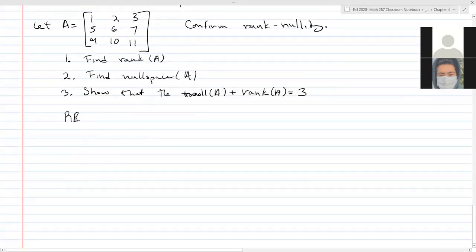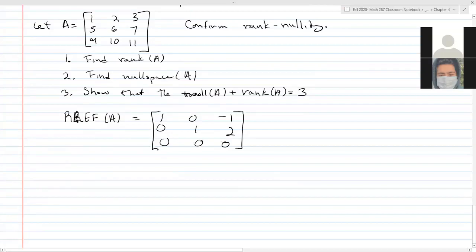So the RREF of A, actually, I'm going to take the RREF of A. There it is. The RREF of A is equal to [1, 0, -1; 0, 1, 2; 0, 0, 0]. So the rank of A equals 2.